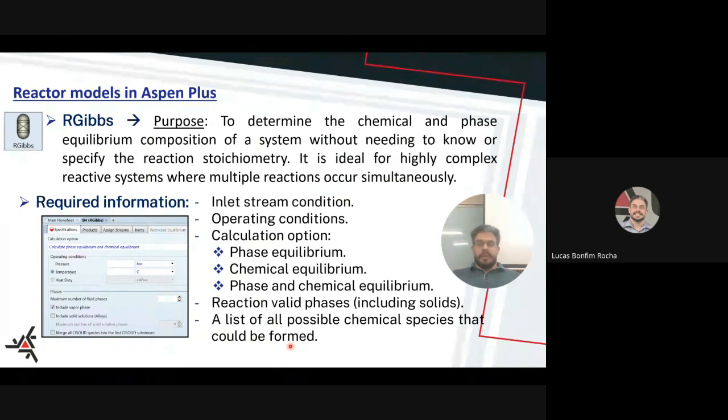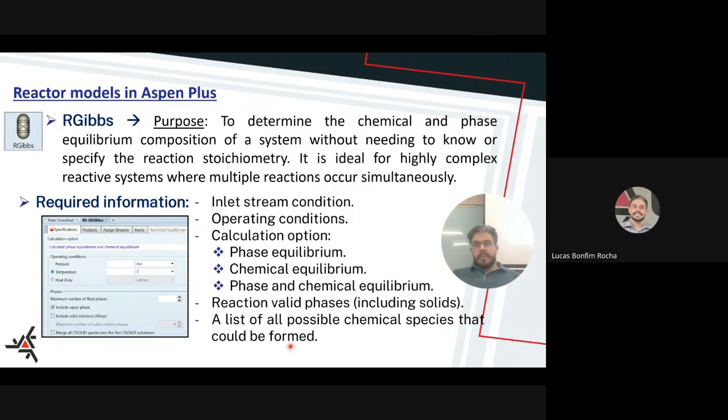So we don't need to specify all reactions and which reactions are occurring in parallel or in series. We can specify only the compounds, and it will calculate the composition at equilibrium based on the thermodynamic state that's possible for that system, minimizing the Gibbs free energy. Okay, we must specify the inlet stream condition, what we are inserting into the reactor, and the operating conditions, as we saw for the other models.